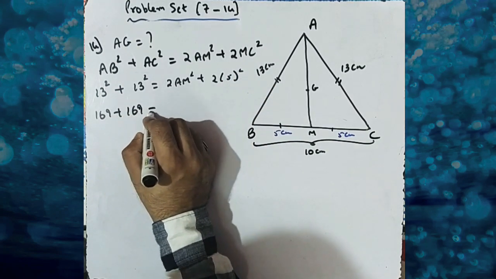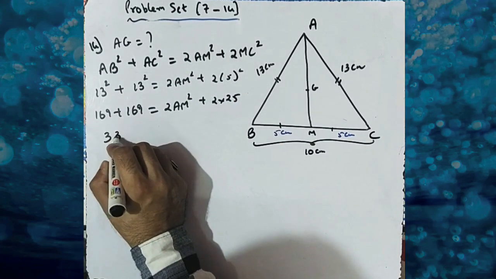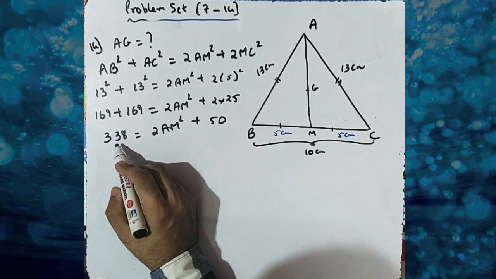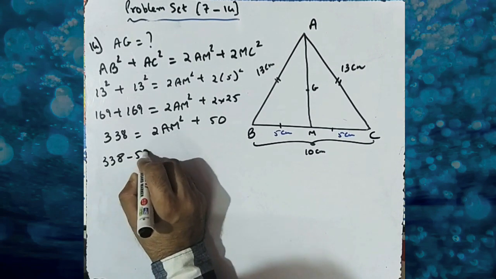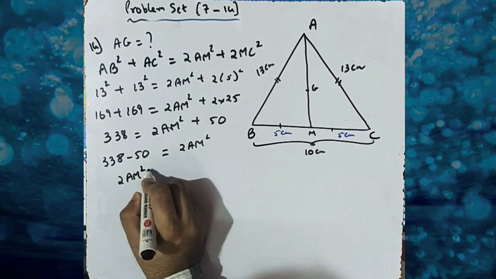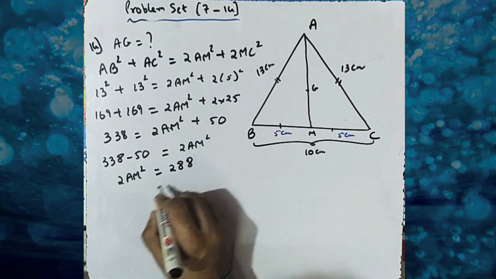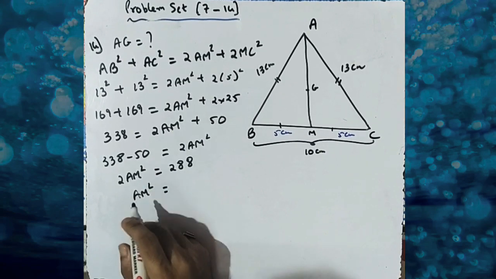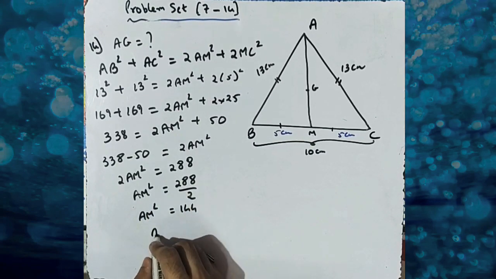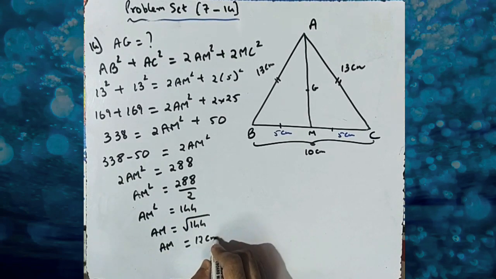169 plus 169, 2AM square, 2 into 25. 338 is equal to 2AM square plus 50. 169 plus 169 will give you 338. 338 minus 50 is equal to 2AM square. 50 will go on the other side, minus. 2AM square is equal to, if you subtract this, you will get 288. AM square is equal to 288 upon 2. AM square is equal to 144. AM will become square root of 144, and that is 12 centimeter.